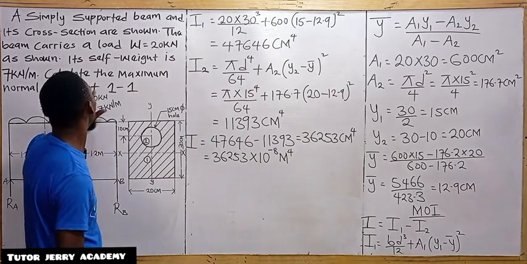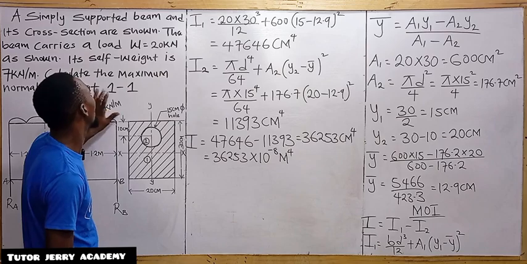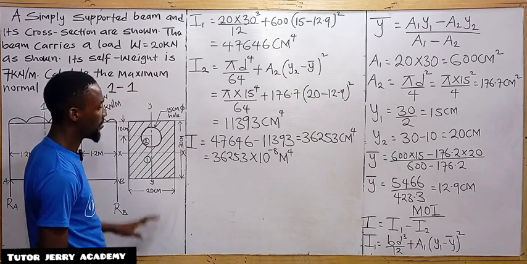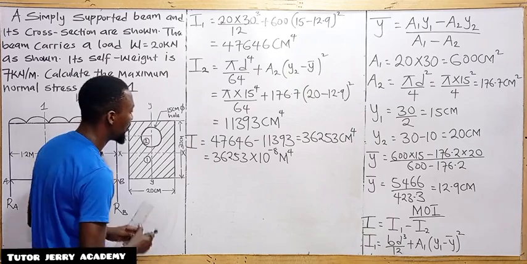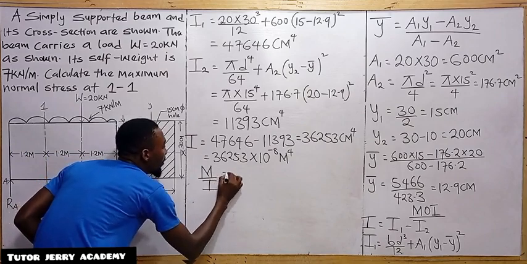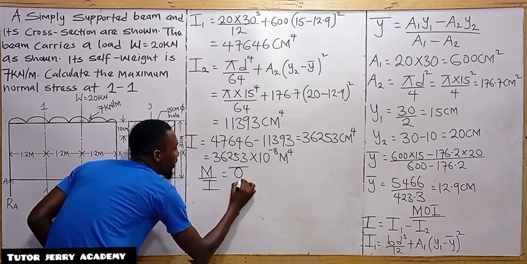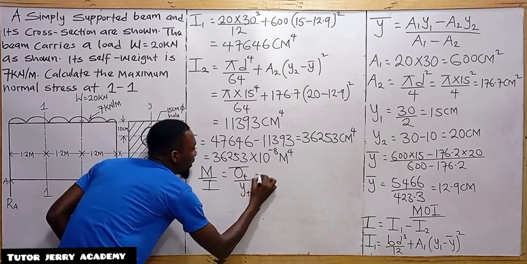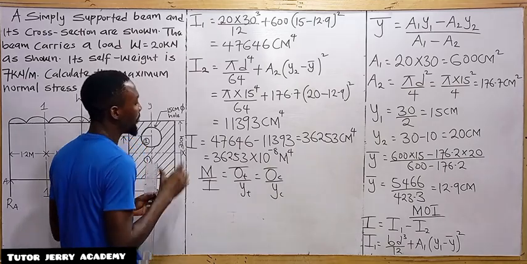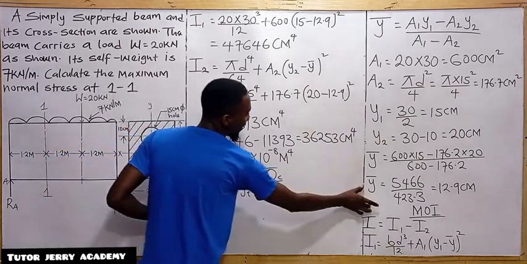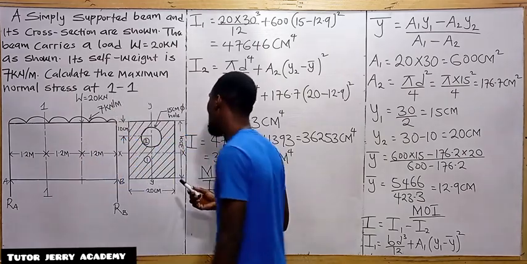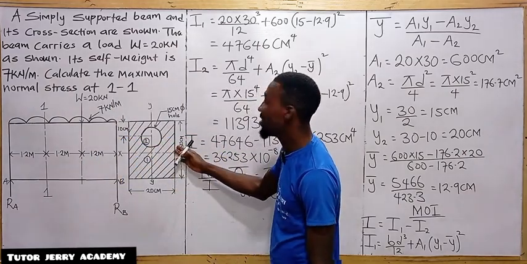All right. Now the question says we should calculate the maximum normal stress at section 1:1. So for you to calculate the maximum normal stress, you are going to be using your Flexure formula. So from our Flexure formula, we know that M over I is going to be equals to tensile stress over Y tensile equals to compressive stress over Y compressive. All right. So now, don't forget, our y bar here is 12.9 centimeter, right? So the 12.9 centimeter is from this point here, from the bottom to the neutral axis.